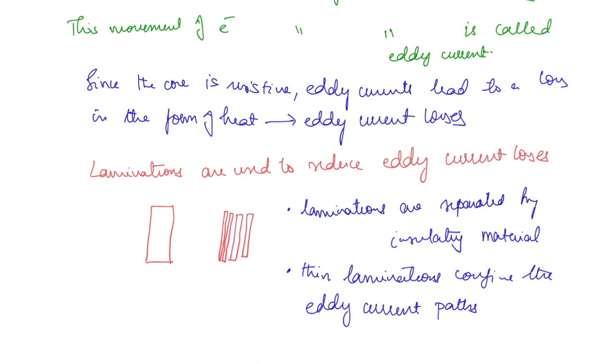So these are the two kinds of losses that occur in the magnetic core.